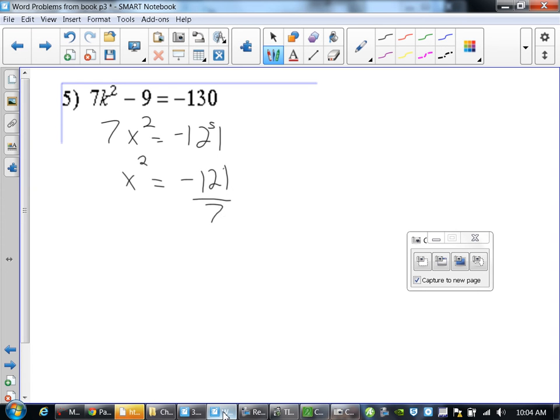It doesn't divide cleanly. So you take the square root of that. We get x equals plus or minus 11i over the square root of 7. So what do I do with that root 7? So I get plus or minus 11i root 7 all over 7. Sweet. All right, for 29, 30, 31, 32, there's no answers on the back.